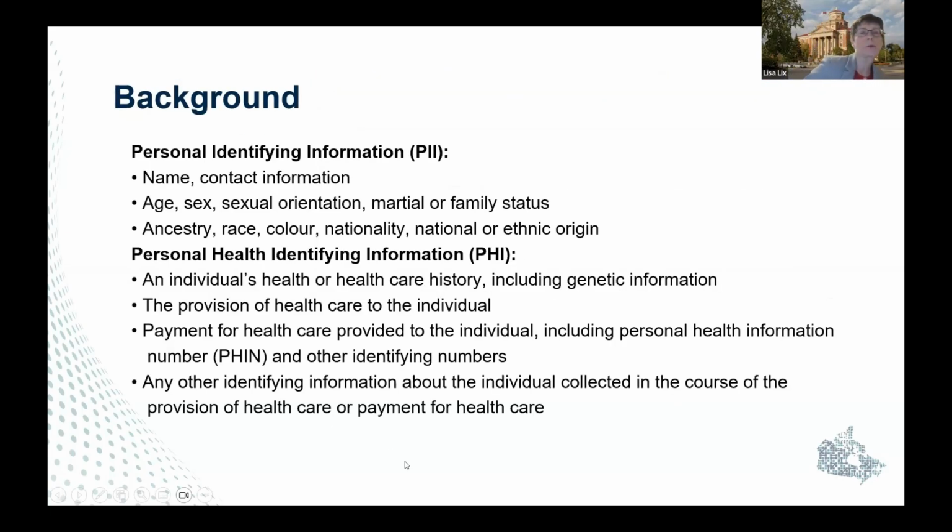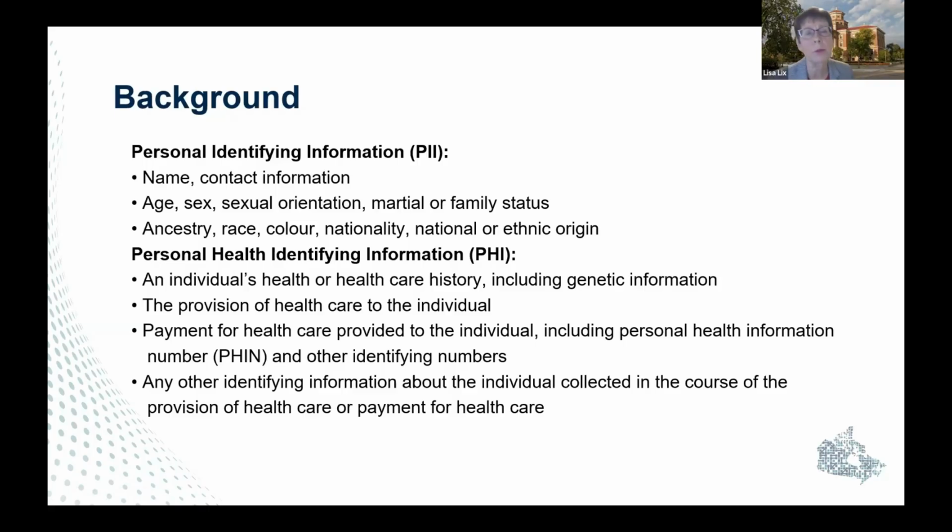And when we talk about personal identifying information and personal health identifying information, we should distinguish those two things. Most of what we're focused on with the MASK project is around name and contact information. That's most of what we see in the electronic medical records that we're working with. But there might be other information such as age, sex, sexual orientation, or marital status or family status.